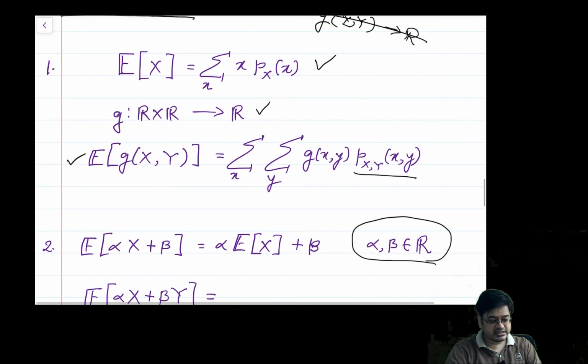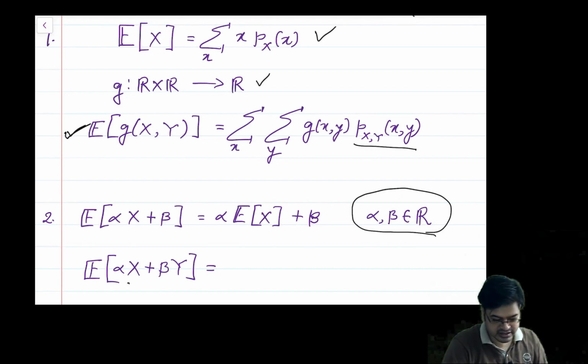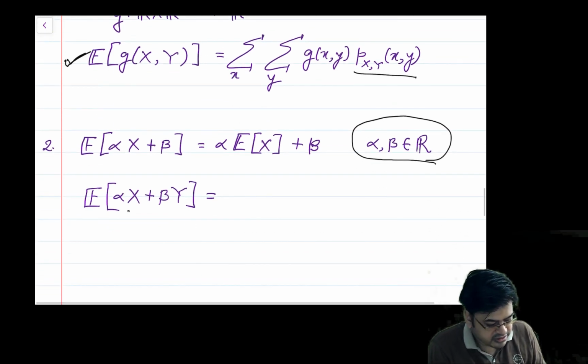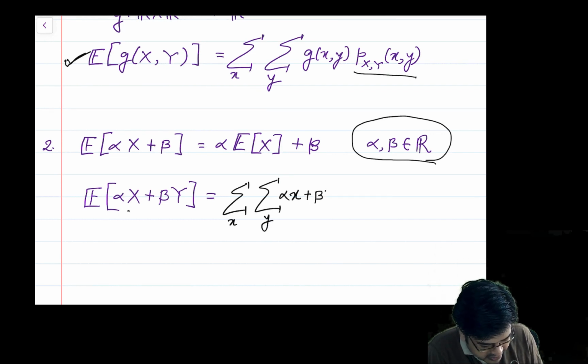If I want to generalize this for two random variables, I will have Z equal to alpha X plus beta Y, so g(x, y) is alpha x plus beta y. Now what will happen to this? Use the law of the unconscious statistician and prove the result. Let us try to prove it. If I apply LOTUS, it is summation over x, summation over y of (alpha x plus beta y) into Pxy, the joint PMF of (X, Y) evaluated at (x, y).